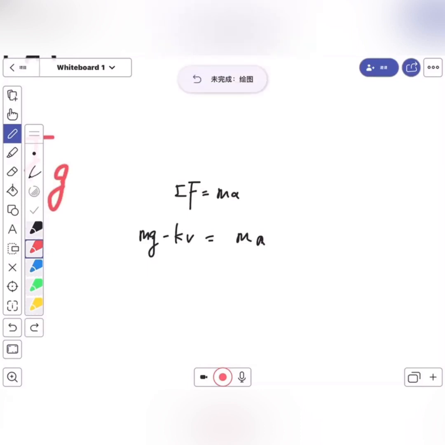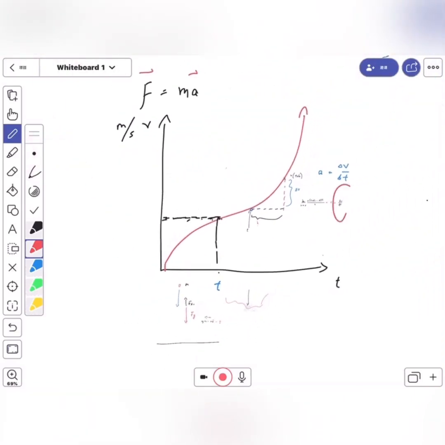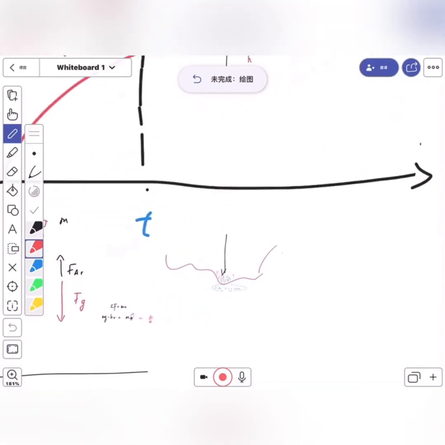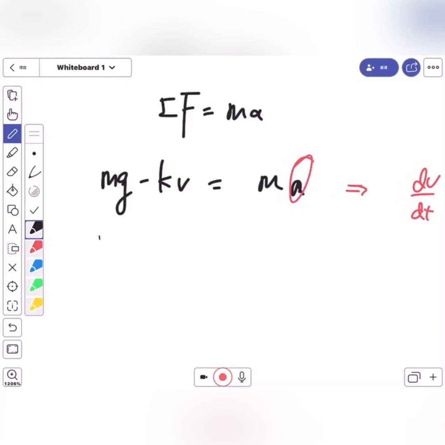Now, let's remind ourselves what a is. a is just dv over dt. Because it's dv over dt, we can substitute back in. So we have mg minus kv equal to m times dv over dt. Now I can divide by m to the other side. We have g minus k over m times v equal to dv over dt.